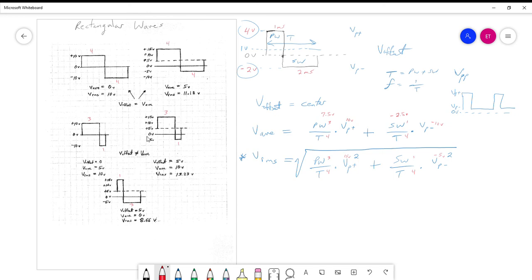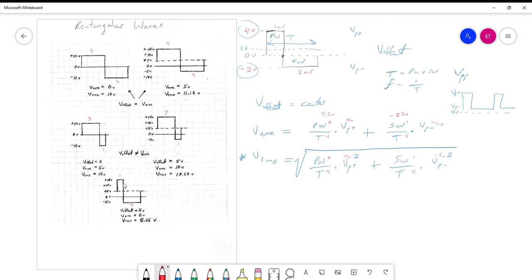Notice in these two cases, offset and average are now not the same thing because we've lost our time symmetry, right? These are not symmetrical in time. So offset will not be the same thing as average. I've got an offset of 5 volts, but I got an average of 10 volts.